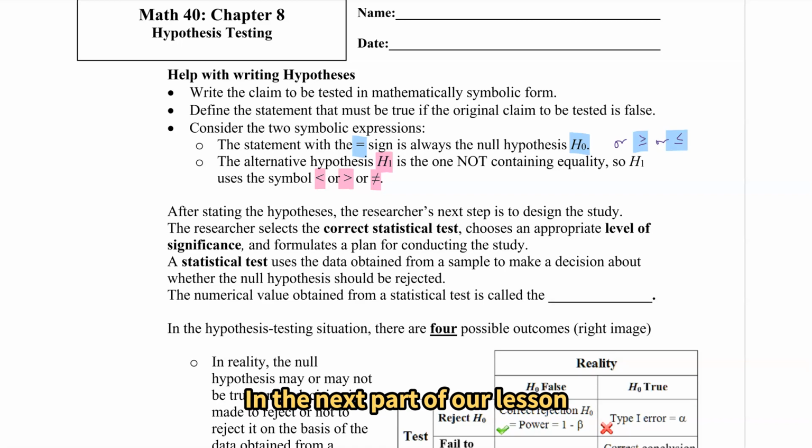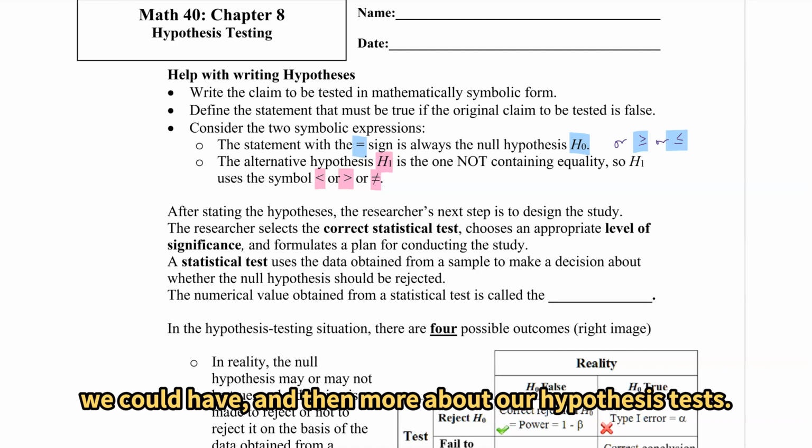In the next part of our lesson, we'll talk about the significance level, the different types of errors we could have, and then more about our hypothesis test.